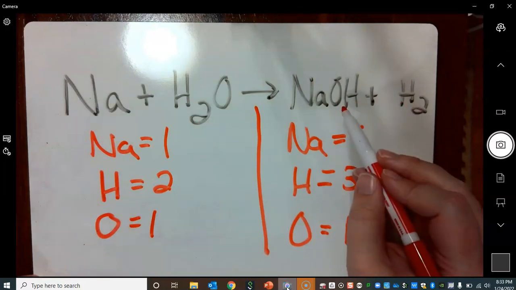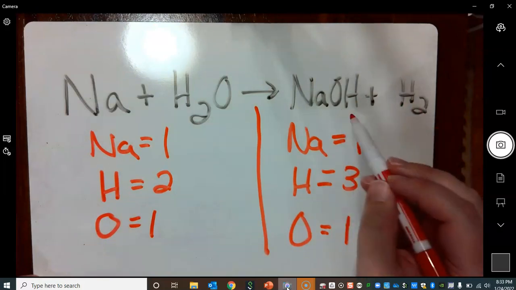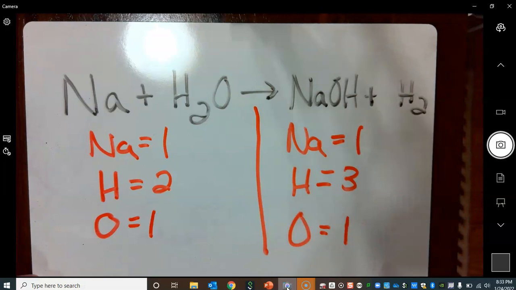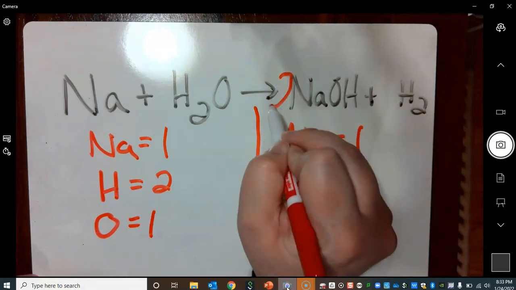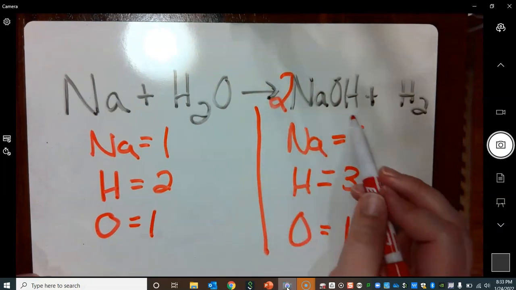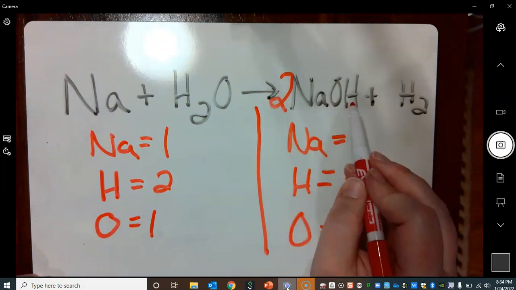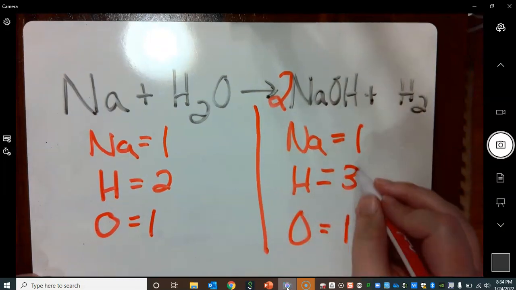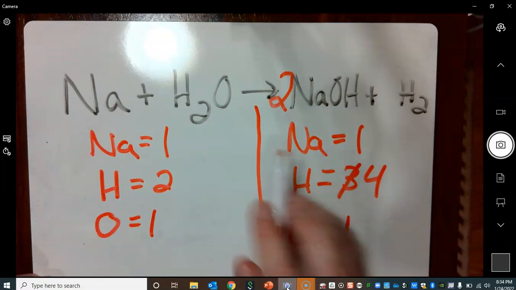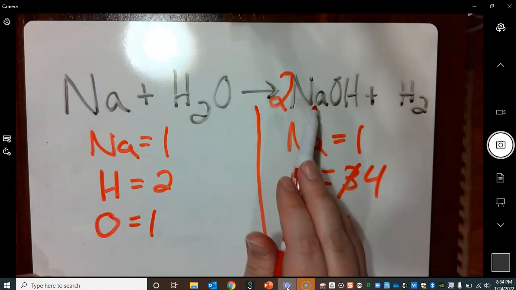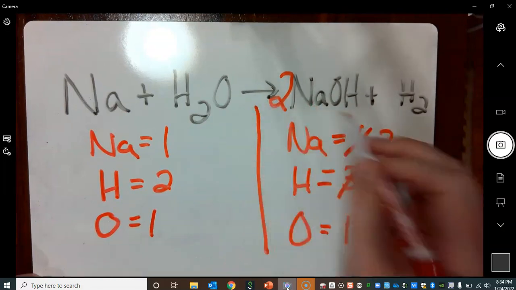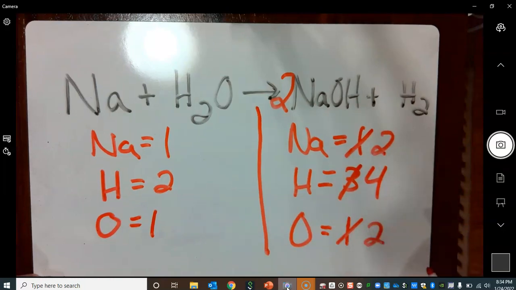Now, since hydrogen is split up, I can only change one of these hydrogens. So what I'm going to do is I'm going to put a 2 here. And the reason that I'm going to do that is that that will give me an even number of hydrogens, because I'll have 2 here and 2 here. So that gets me to 4 hydrogens. Now, because I put the 2 in front of sodium hydroxide, I now have 2 sodiums and 2 oxygens.